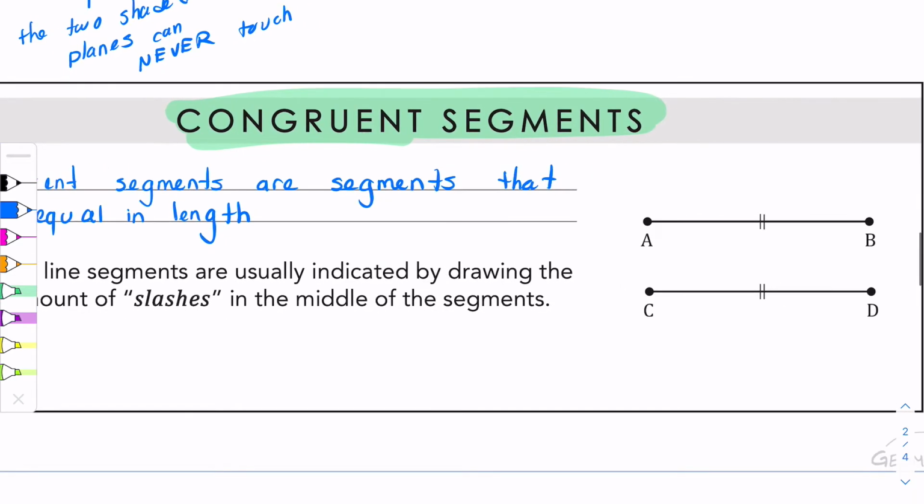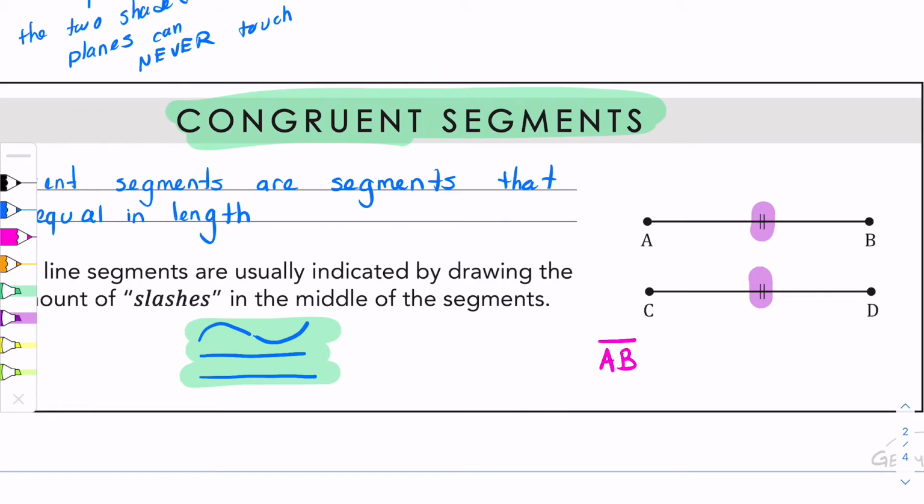line segment. And this is what I'm referring to here. So because both line segment AB and line segment CD have two little slashes on them, that indicates that these segments are congruent. And the congruent symbol is an equal sign with a squiggly above it. This here. So in order to write that segment AB is congruent to segment CD, we write it like this.